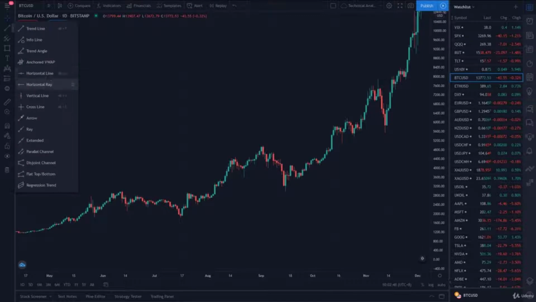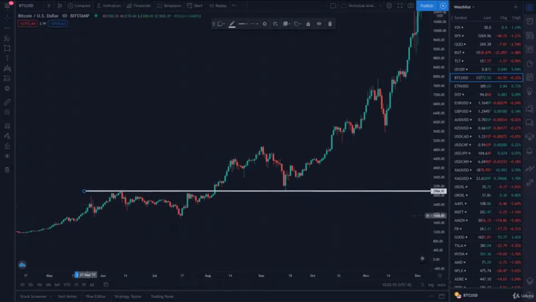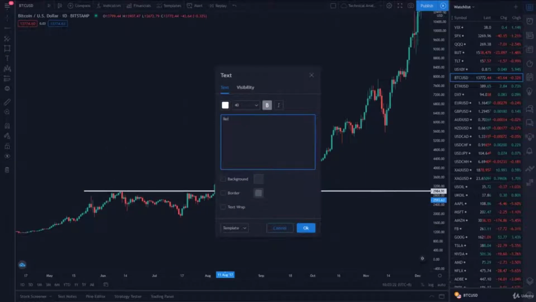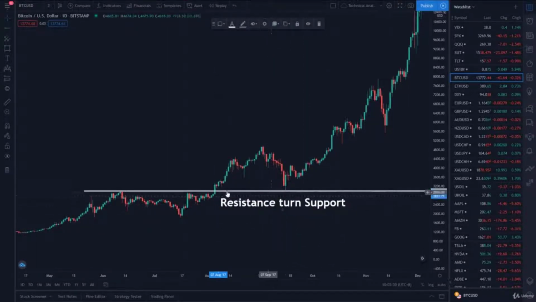Definitely this line here would be a resistance line. When price was trying to break above this line back then, when it was trading at about 2,600, 2,700, this 2984 was difficult to break, right? Tested once, tested twice, and then on its third try, finally it managed to break out. So this resistance line would then become what we call a resistance turned support.